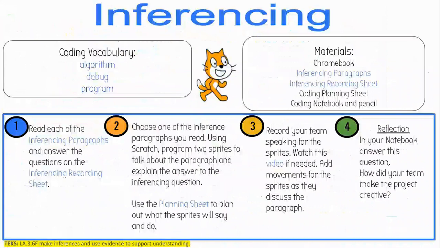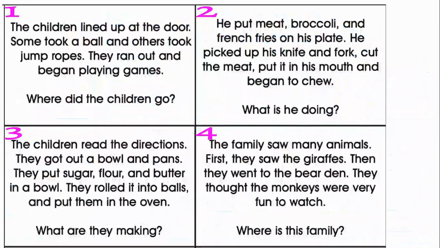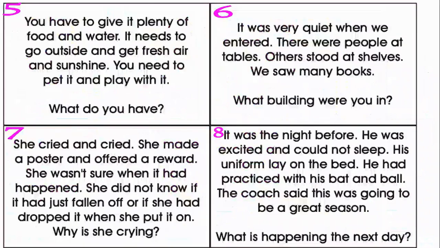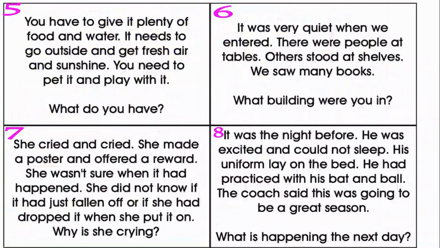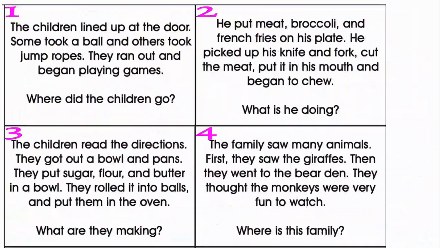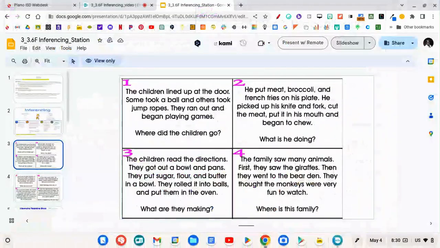Junior programmers, in the station inferencing, you will be reading the inferencing paragraphs and then using text evidence, write down the inference that you can make on the inference recording sheet. You will then select one of the paragraphs that you are going to program a sprite in Scratch to talk about the inference with another sprite and explain the text evidence that you use to come to that inference.